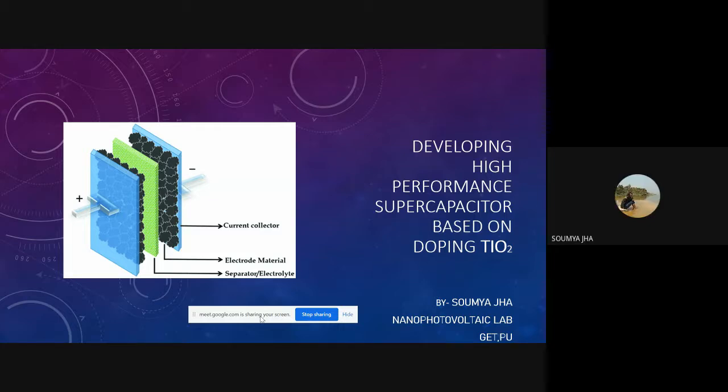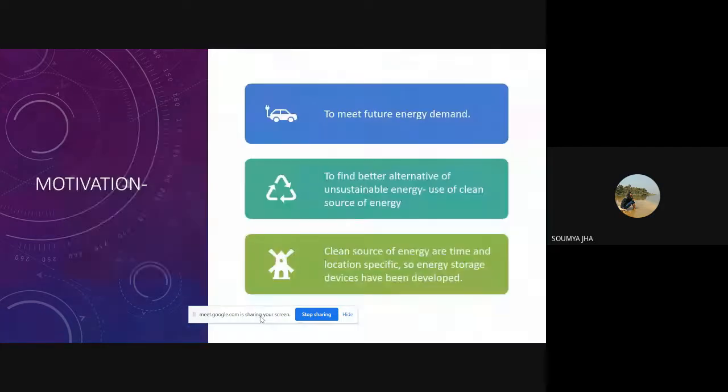Okay, sir. So I am Soumya Jha, and currently I'm a first year PhD student. As said, I am right now learning all the concepts related to the supercapacitor, which is my area of research, and in future I will try to develop high performance supercapacitors based on doping of titanium dioxide. So, what is the motivation behind doing research in the field of supercapacitors?